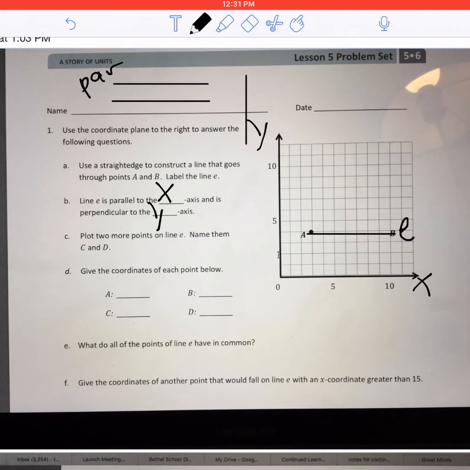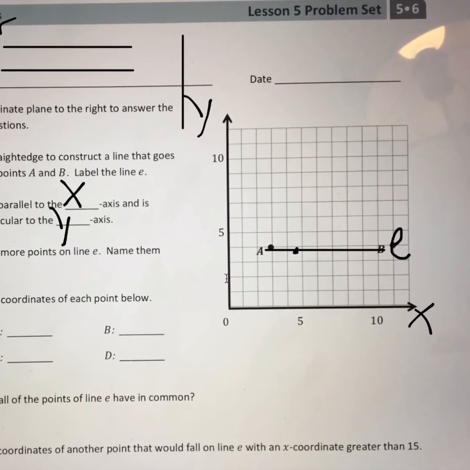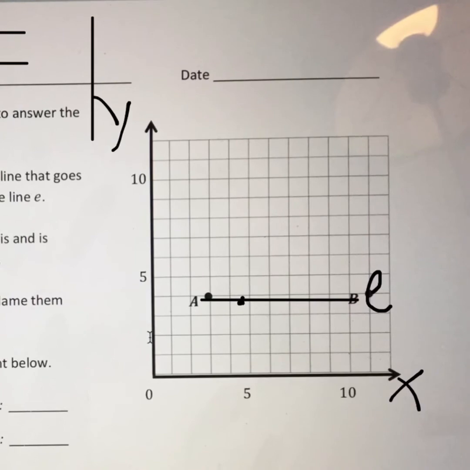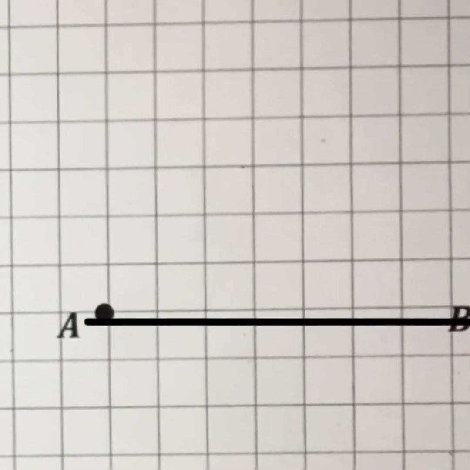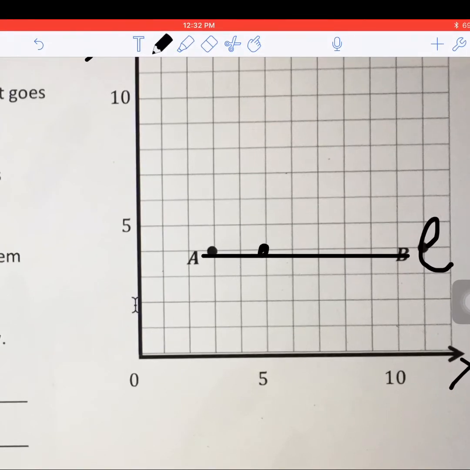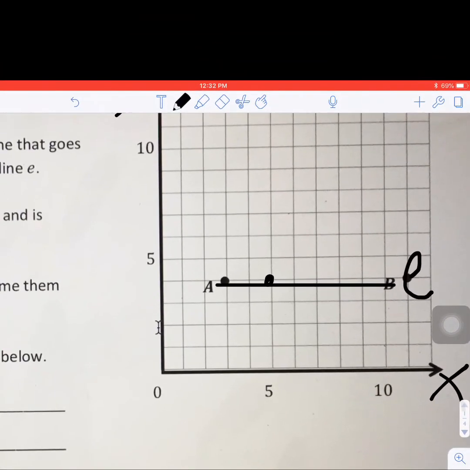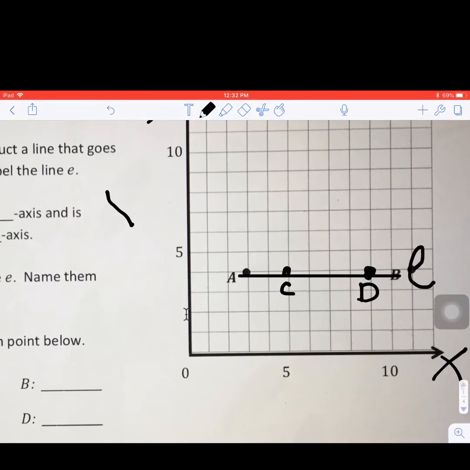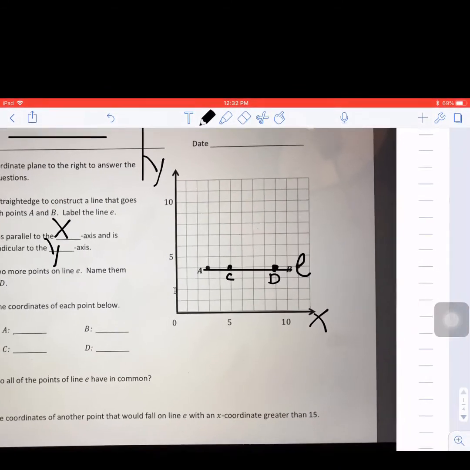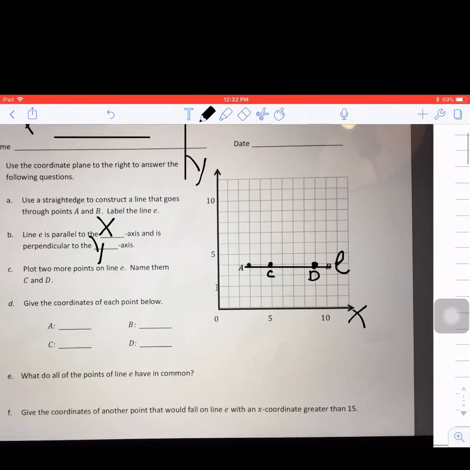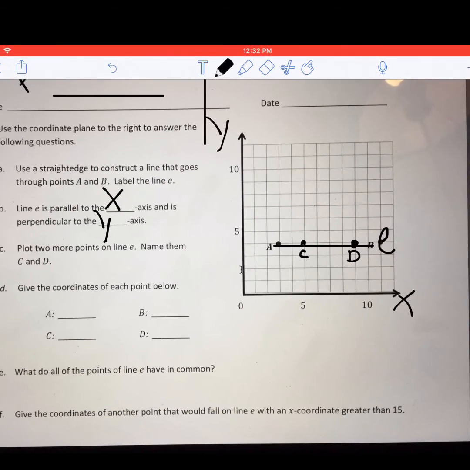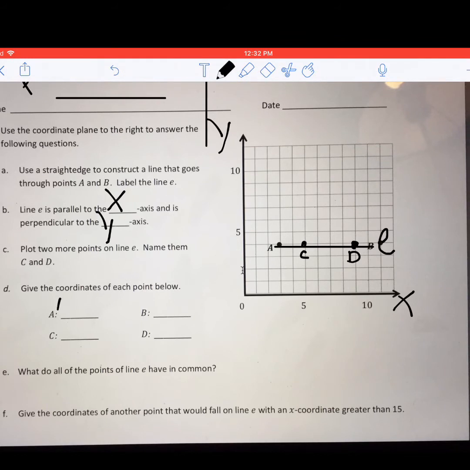Plot two more points on line E. Name them C and D. So what I'm going to do is zoom in onto my graph, and I'm going to put those two points on there and label them C and D. Zooming out. Okay.